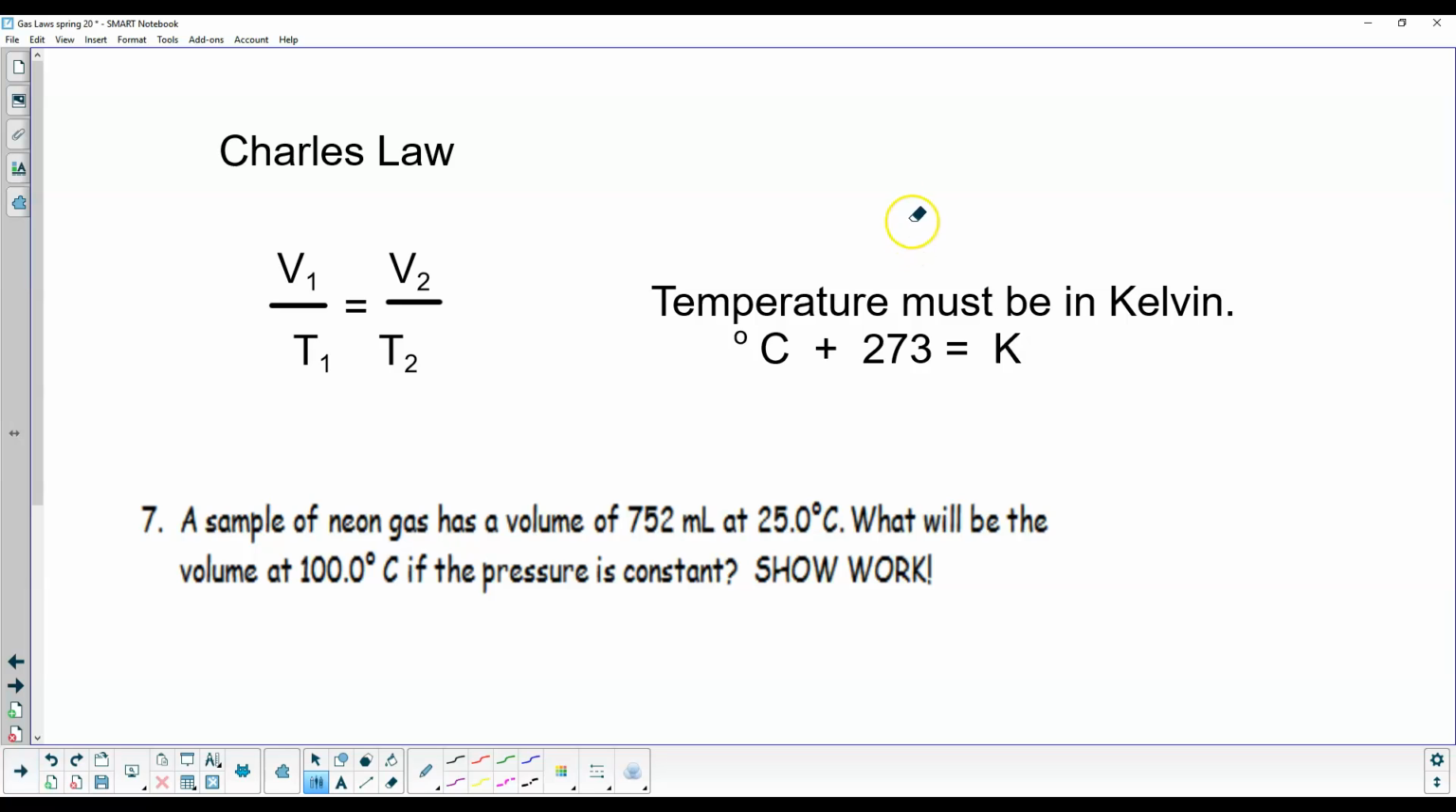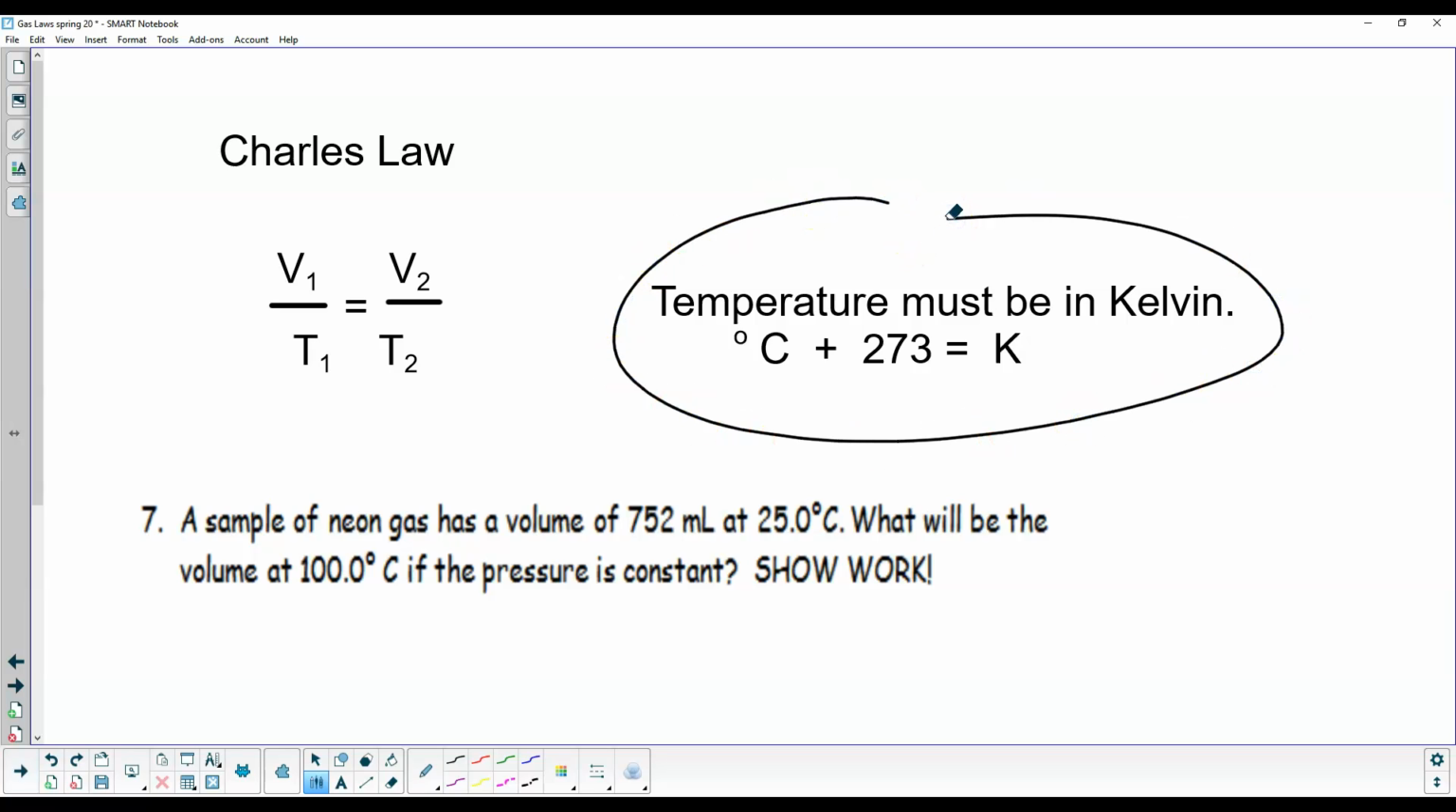This is the key, guys. In every gas law problem, the temperature must be Kelvin. Okay, it has to be. The reason why it has to be Kelvin: if you use Celsius or Fahrenheit, they can have negative numbers. And if you put negative numbers into this formula, you end up with impossible scenarios. You end up with negative volumes. There is no such thing as negative volume. Either you have a volume of gas or you have no gas.